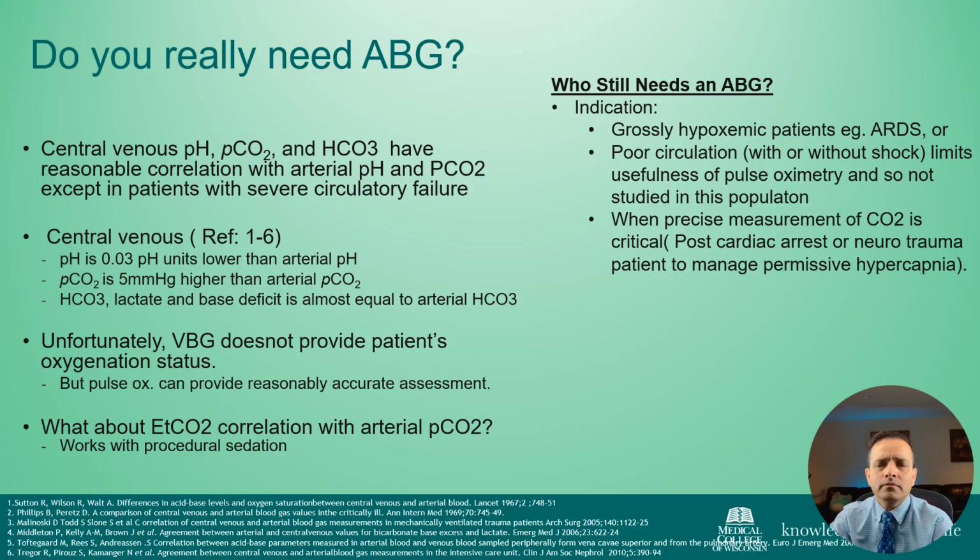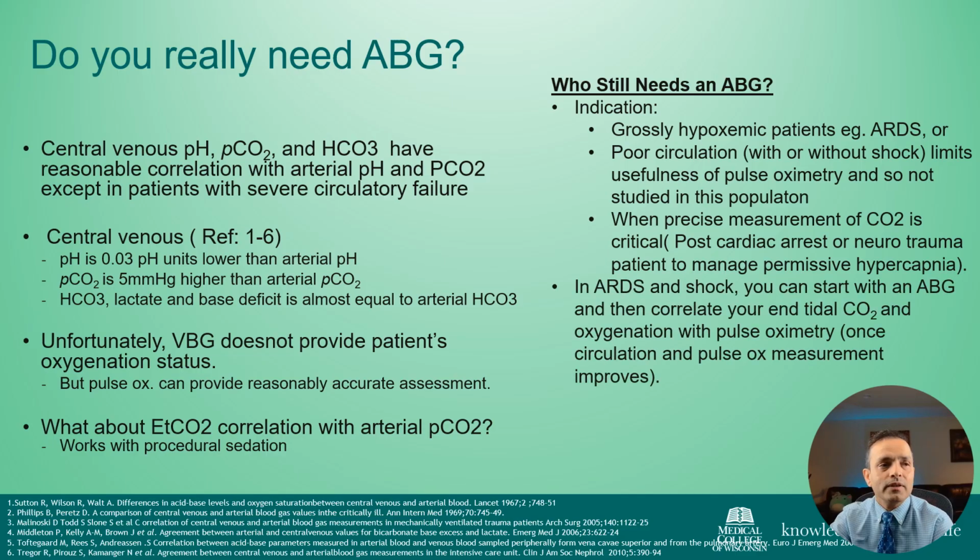Then there are two subsets of population: post-cardiac arrest people and neurotrauma patients, where you would like to do permissive hypercapnia, where precise measurement of CO2 is critical. So those are the people where you want to do ABG. In ARDS and shock, you can start with ABG and then you correlate with the end-tidal CO2 and oxygenation with pulse ox once circulation or pulse ox measurement improves. So in this severe disorder, at least you get one ABG.